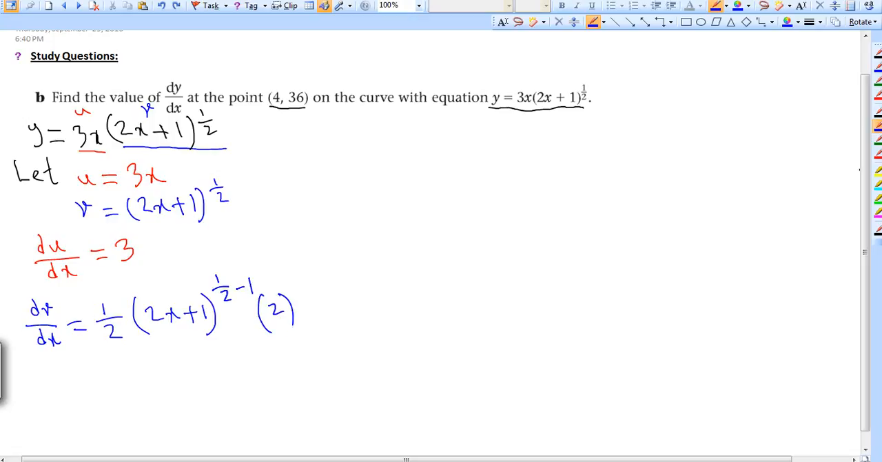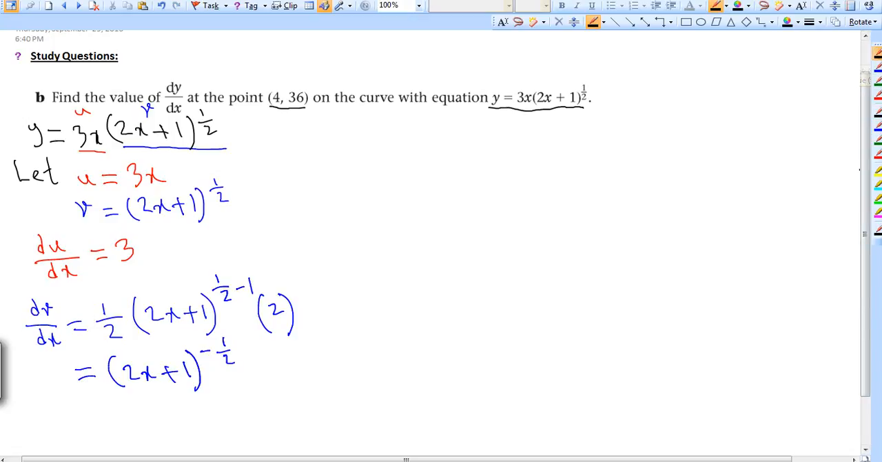And now we're gonna differentiate the inside part. So this will give us 2. Differentiating 2x gives us 2, and differentiating 1 gives us 0. This is how it goes. Now we're gonna simplify this term, and we will get something like this, minus half.